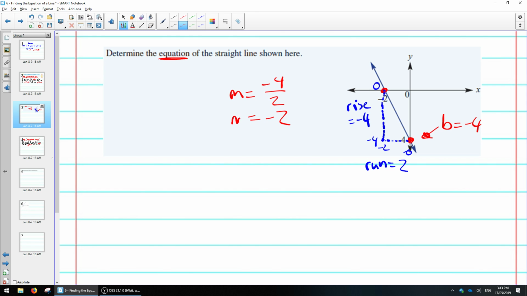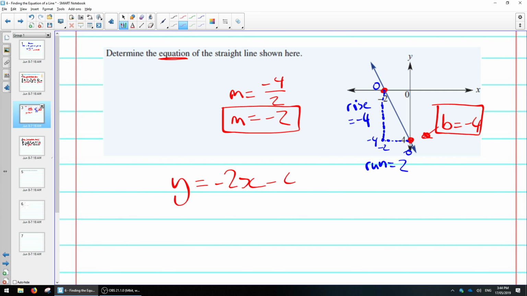So now I have my gradient, I have my y-intercept. So therefore the equation, the answer to this problem that we have here, is y equals -2x minus 4. And that would be the answer. The question was asking us to find the equation of a straight line.